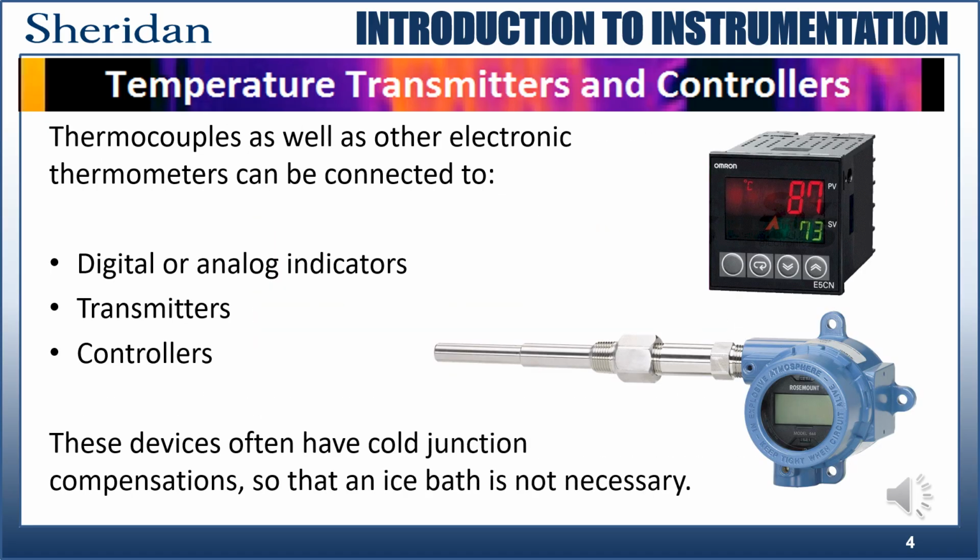The voltages produced by a thermocouple are very small. In almost all instances, they'll have to be amplified to an industry standard signal. Thermocouples can be connected to digital or analog indicators, transmitters, or controllers. Most of these devices have a cold junction compensation, so an ice bath is not necessary.